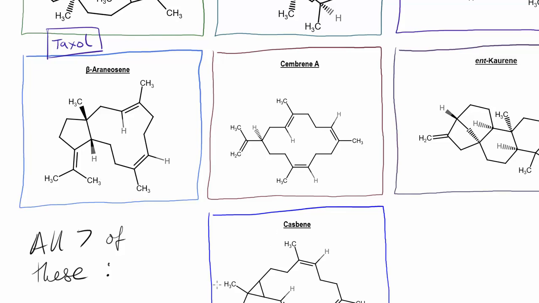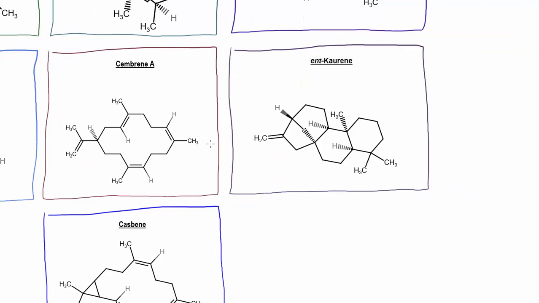And we've got sembrine A. So this, again, has the same formula, C₂₀H₃₂, and it's produced as a pheromone by termites, and some pine trees also produce it. And then we have entcorine.